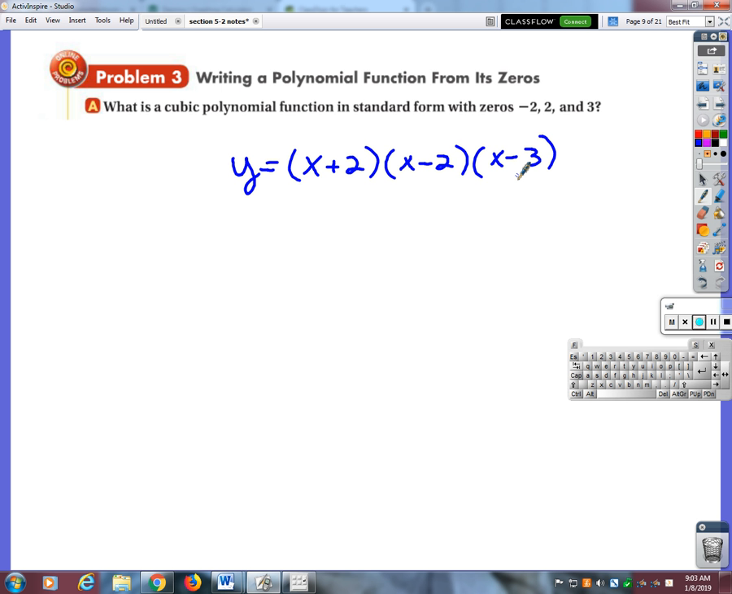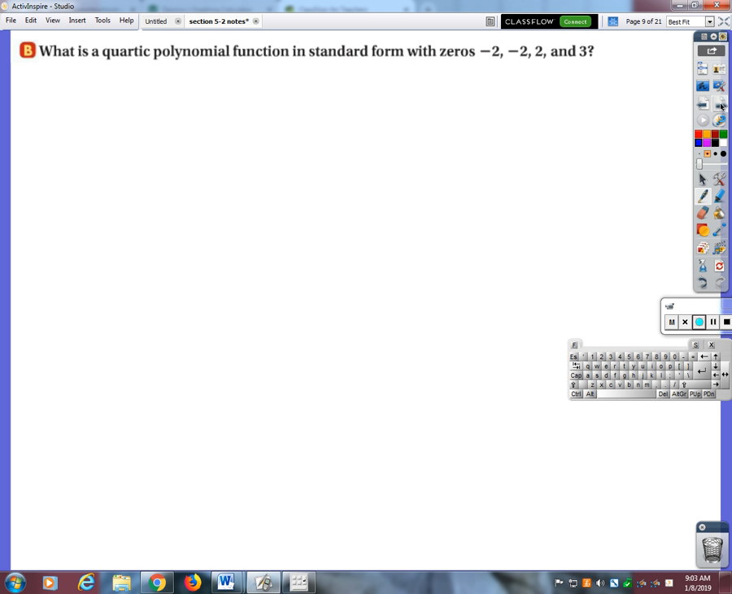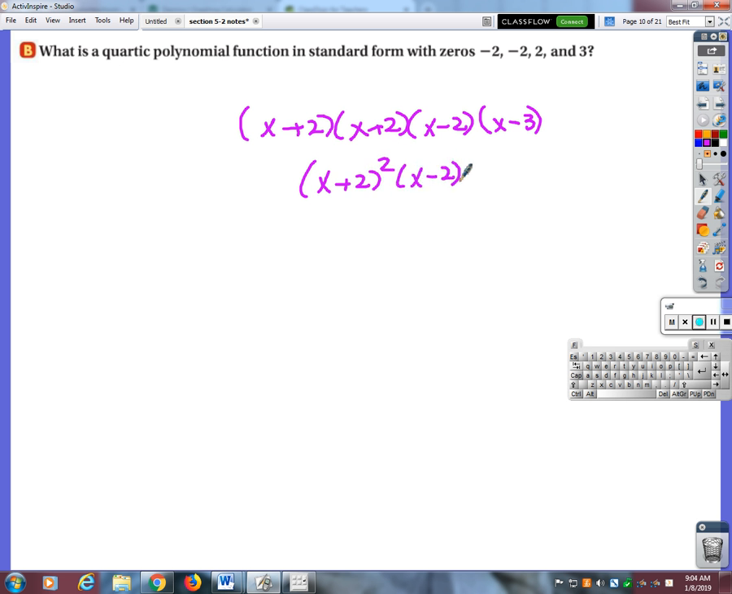Okay? So that should be pretty simple. And what about this one? Okay, right. X plus 2, x plus 2, x minus 2, and x minus 3. Okay, now this x plus 2 comes up twice. Awesome. So that is x plus 2 squared.